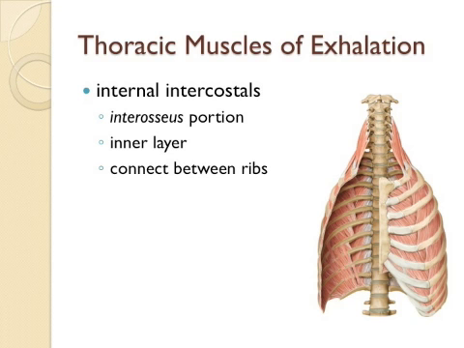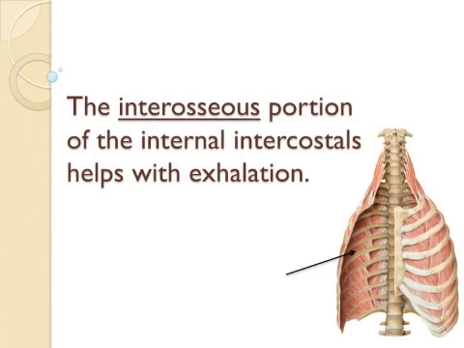The first muscle of forced exhalation to learn is one you already know, sort of. Remember the internal intercostal muscles? This band of muscle attaches between the ribs on the inner surface of the rib cage. Also remember that it has 2 portions. The interchondral portion was between the costal cartilage in the front and helped with inhalation. Now, the interosseous portion, between the bony parts of the ribs, helps with exhalation. Say it out loud. The interosseous portion of the internal intercostals helps with exhalation.